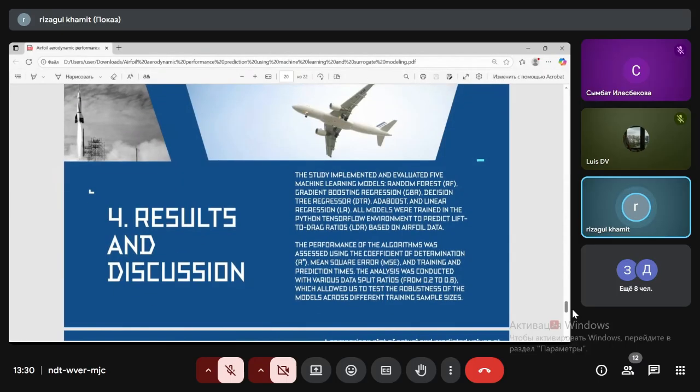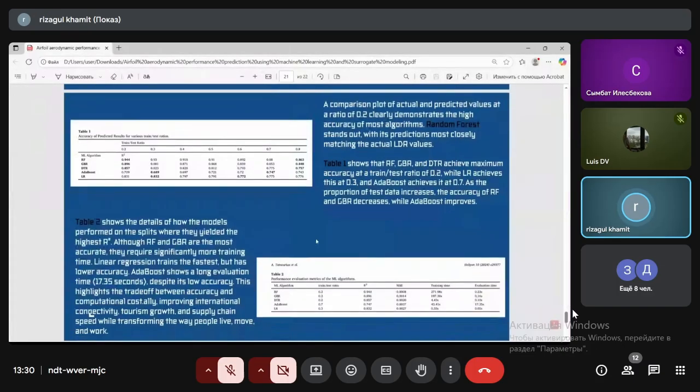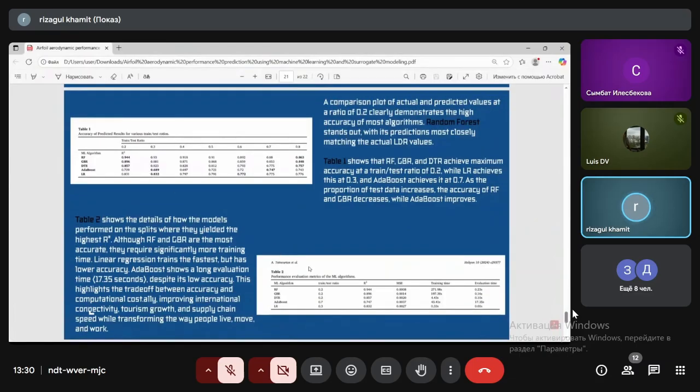The analysis was conducted with various data split ratios from 0.2 to 0.8, which allowed us to test the robustness of the models across different training samples. On the next page, you can see the two tables. The first table is the accuracy of predicted results for various train-test ratios. The second table is the performance evaluation metrics of the machine learning algorithms.